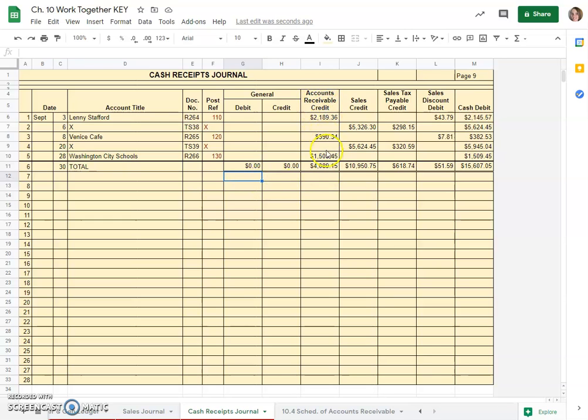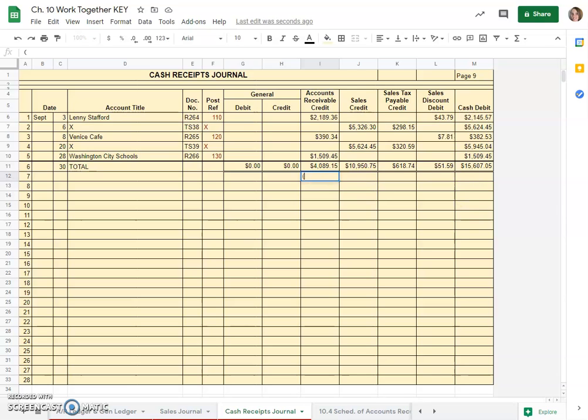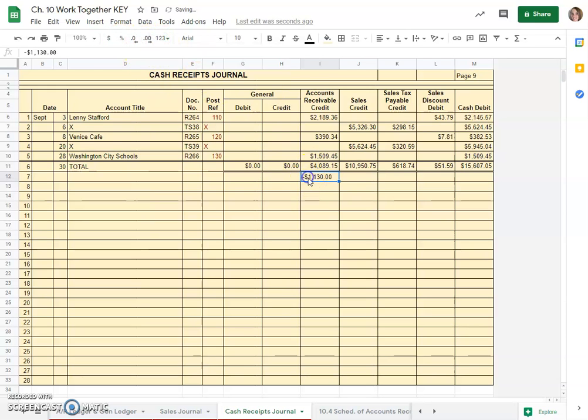All right, so we've got to do accounts receivable credit 4089.15. So we'll go over here, accounts receivable, and this is on the end of the month, the 30th, and this is from our cash receipts, page 9, and the amount, accounts receivable credit, is 4089.15. We're still going to have a debit balance, but we'll subtract this credit from it, so the debit balance will be smaller. Account 1130. So now we'll go back to our cash receipts journal, account number 1130, and remember, we have to make this plain text. Otherwise, it doesn't let us put the parentheses around it.